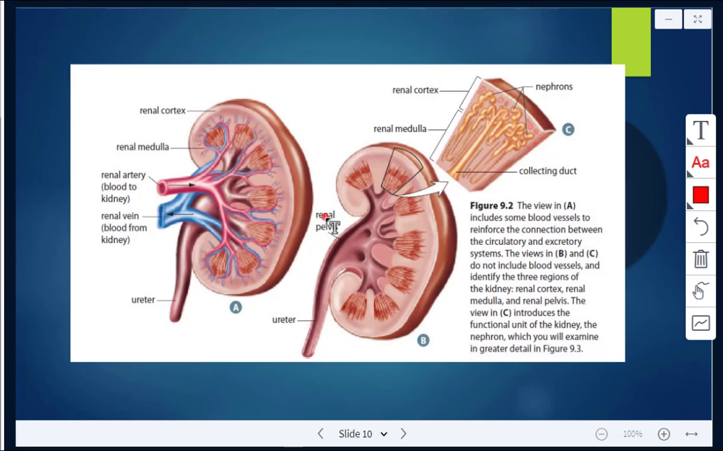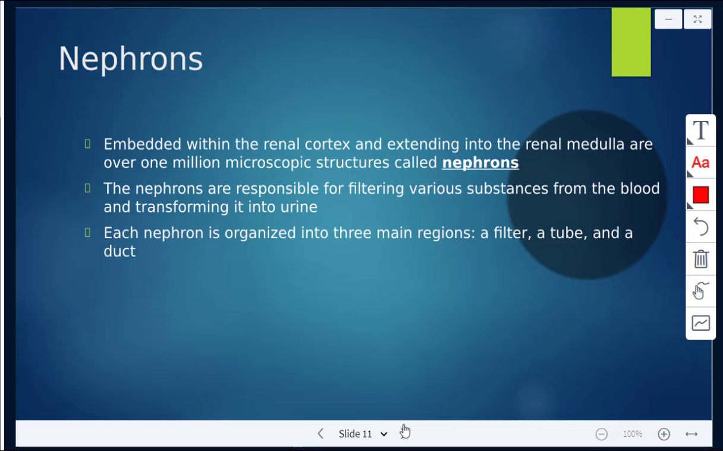Now the functional unit, the unit inside the kidney that is performing the function, that was called the nephron. And it's the nephrons that we are going to look at in a little bit more detail today. So nephrons, there are millions of those. They are embedded within the renal cortex, and they extend into the renal medulla. There's over 1 million of them. And these are responsible for filtering the substances from the blood and transforming it into urine. And there's three main regions of a nephron. There's a filter, a tube, and a duct.